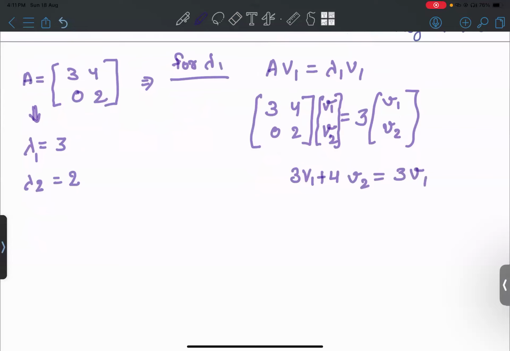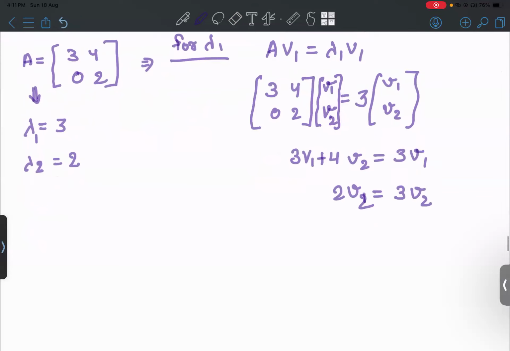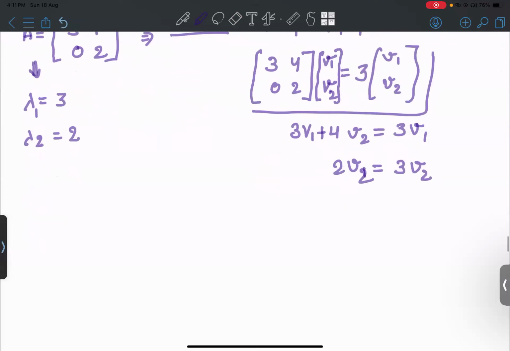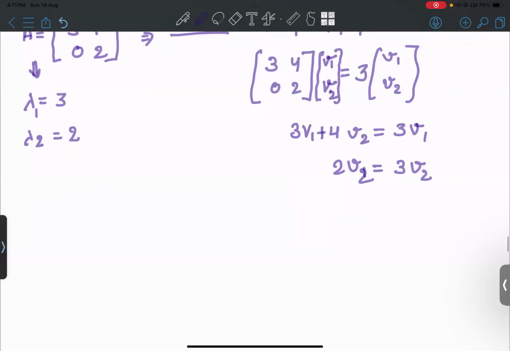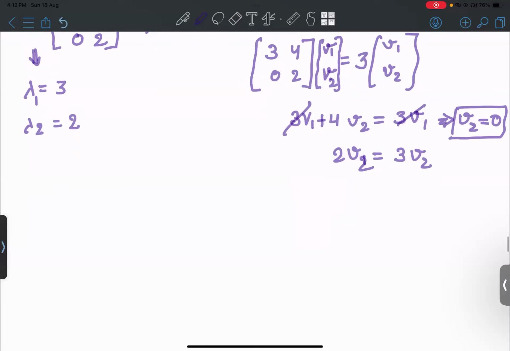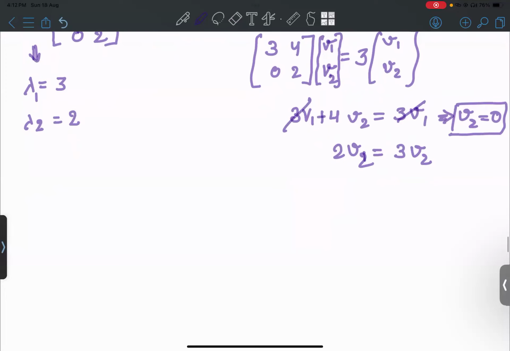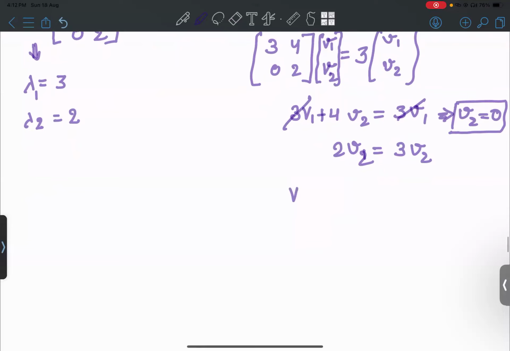From the first equation we will get this, and 2 v2 will be equal to 3 v2. This problem we can also solve using a system of linear equation solver. So this and this will be cancelled. From here we will get v2 equal to 0. Once we have got v2 equal to 0, then any value of v1 will lead to an eigenvector. So here for v1 what will we get?